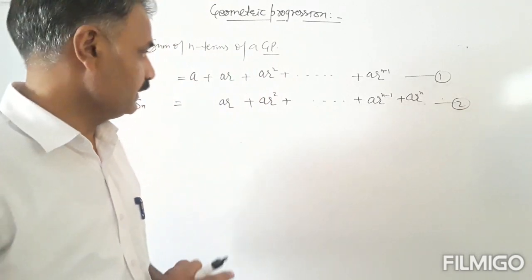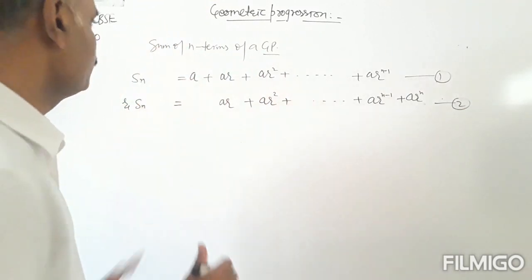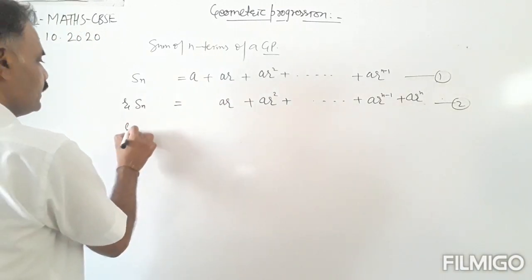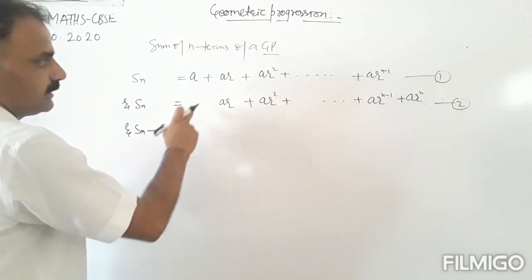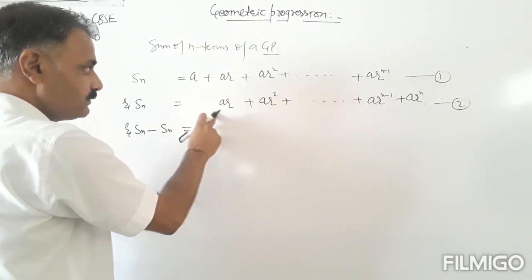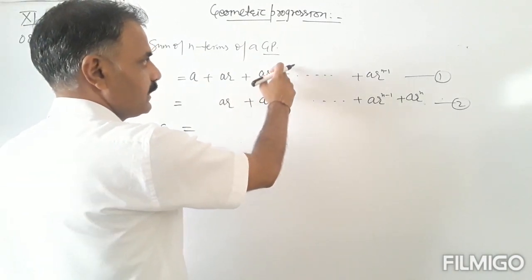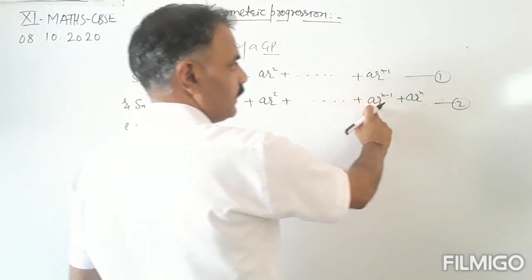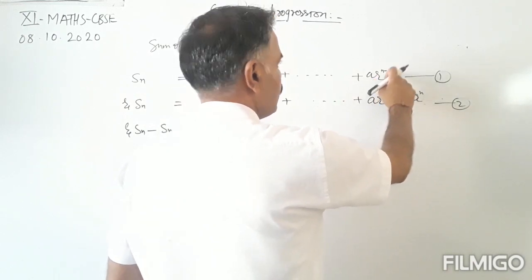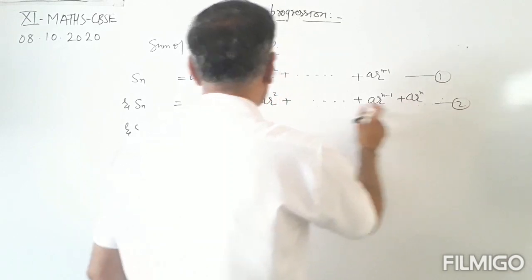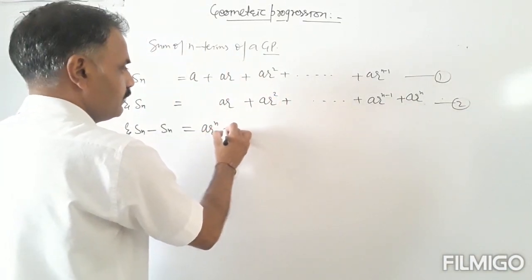Now subtracting equation 2 from first, or first from second, we will have R Sn minus Sn is equal to, subtracting first from second, AR we cancel, AR square we cancel, AR square and so on, AR to the power n minus 1 we cancel. So the left terms are AR to the power n minus A.